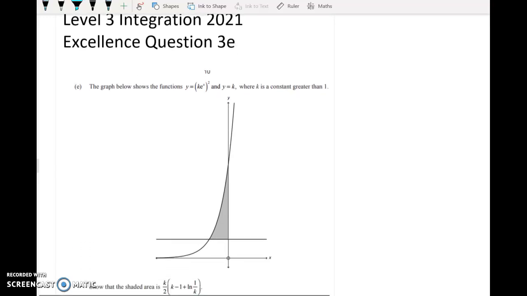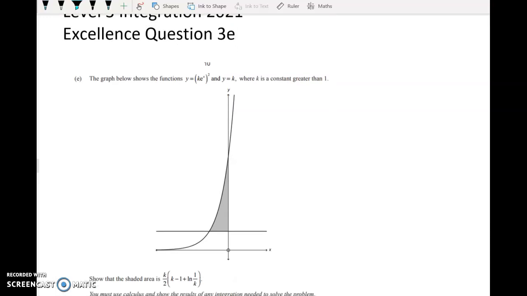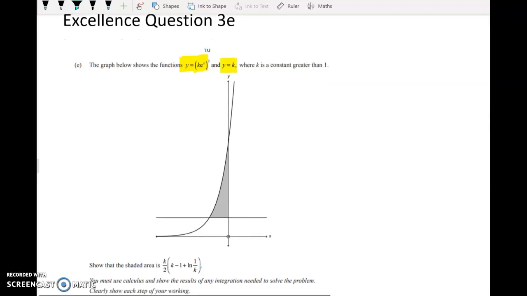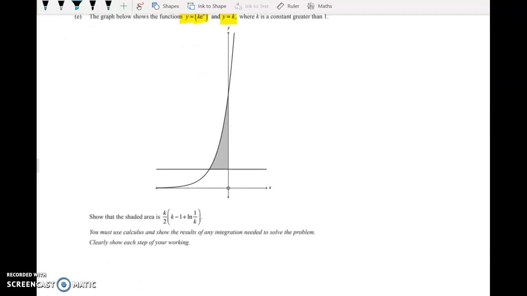We're given a couple of graphs here. The graph shows these two functions, and k is a constant greater than 1. So we have to show that the shaded area is this, and we're not given any information. So the first thing that we have to do is figure out what these points are. This is clearly y equals k, and the curvy thing is y equals k e to the x squared, which is just k squared e to the 2x. So step 1 is going to be to figure out what these 2 points are.